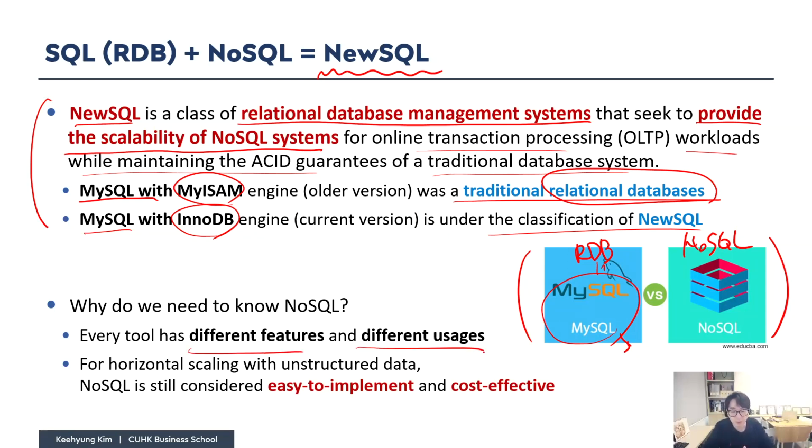So even though MySQL can be used to handle big data, different tools have different strengths and different advantages. So that's why, for horizontal scaling with unstructured data, NoSQL is still considered much easier to implement and much more cost effective. So that's why MongoDB is still the most widely used NoSQL data storage in the industry right now. So that's what I want to briefly mention.